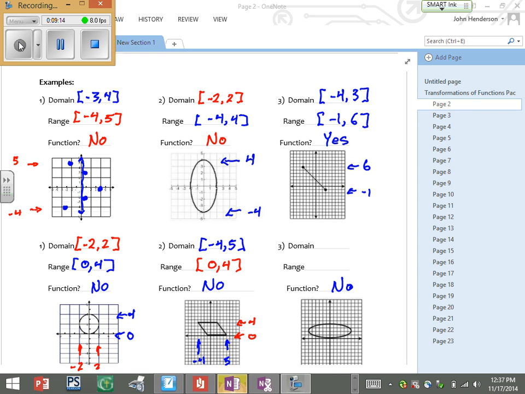So domain, looks like we're going from 1, 2, 3, 4, 5, -6, right there, up to 1, 2, 3, 4, 5, 6. So we're going from -6 to 6. And then the range looks like we're starting at 0, and we're going up to 1, 2, 3, 4. So again, from 0 to 4.